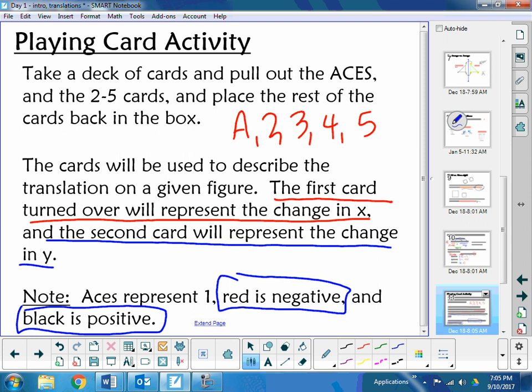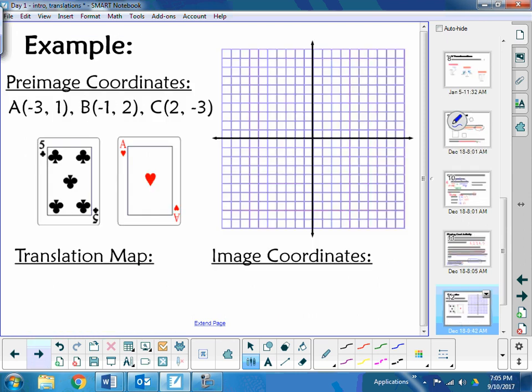So here's an example of what you're going to do for each of your problems. First you're going to start by plotting your pre-image. I have the point A is negative 3, 1. B is negative 1, 2. And C is 2, negative 3. So there is my pre-image.